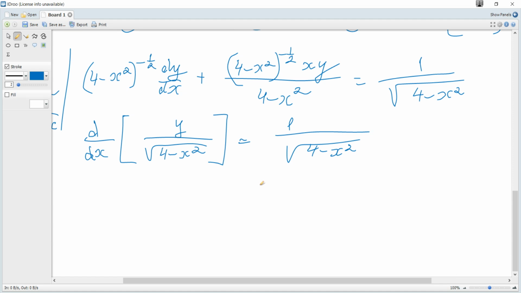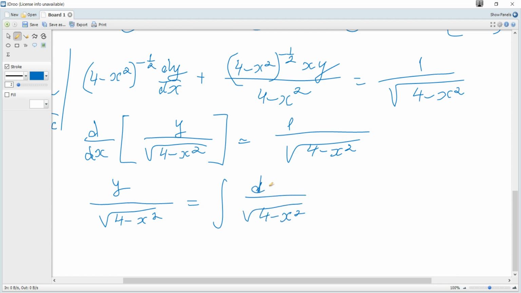So it looks like the derivative of something is equal to something. And how to find a function if you know its derivative? You need just this function is equal to the integral of this. Or as a differential equation, you may integrate both sides, and the integral of a derivative is just the function. So it becomes y over root 4 minus x squared is equal to what? Integral of this dx.